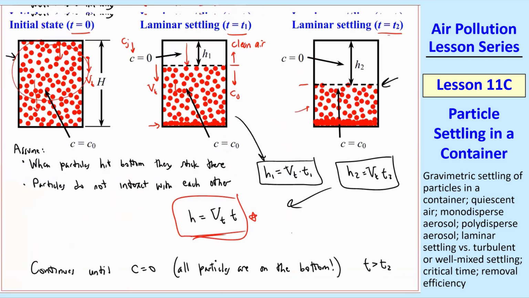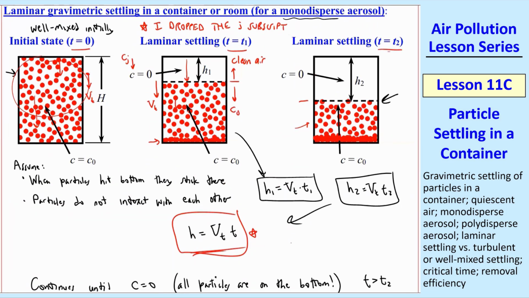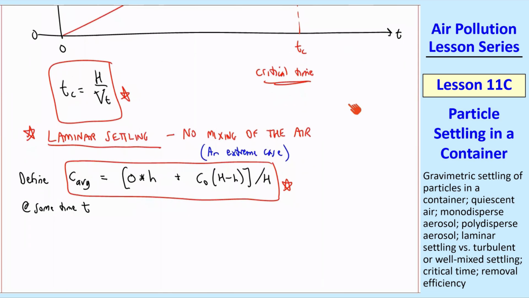Well, let's look back at our diagram. Let's take this third case here where you have about half of it clean and half of it dusty. I take the top half that has a concentration of 0 and I add that to the bottom half that has a concentration of C0, and I average those two together depending on the height. So this is the equation I end up with. This is good at any time, t.